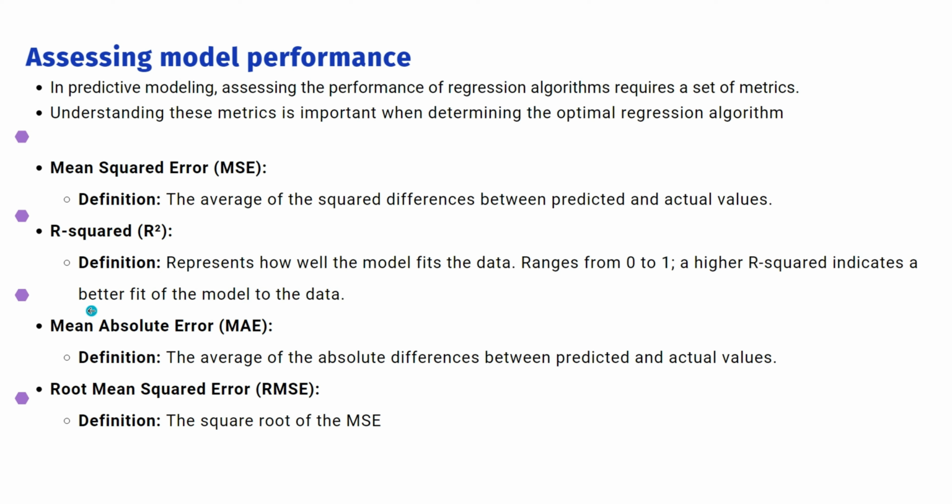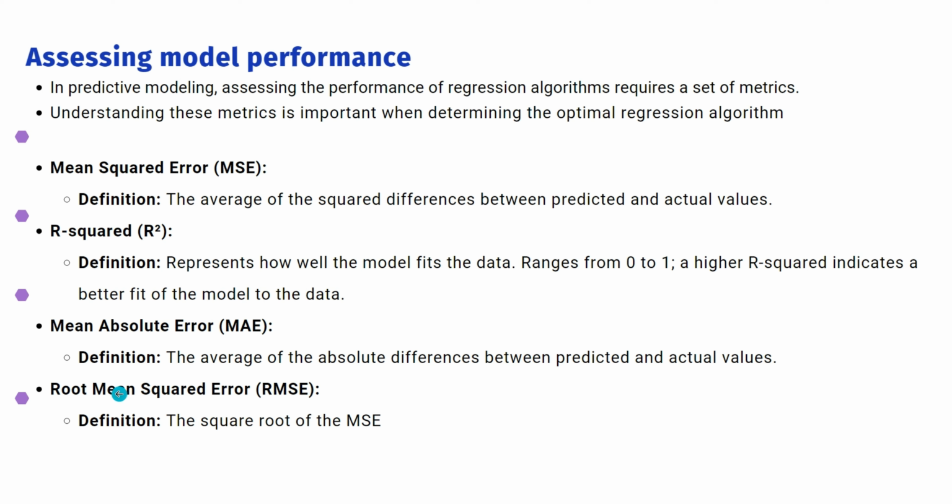Another metric will be the R squared, which represents how well the model fits the data. It ranges from 0 to 1, and a higher R squared value indicates a better fit of the model to the data. Another evaluation metric will be the mean absolute error, which is the average of the absolute difference between the predicted and the actual values, while the root mean squared error is the square root of the mean squared error. Again, those are the evaluation metrics that we will be using, and they'll guide us to rank the best performing algorithm to the least performing algorithm.